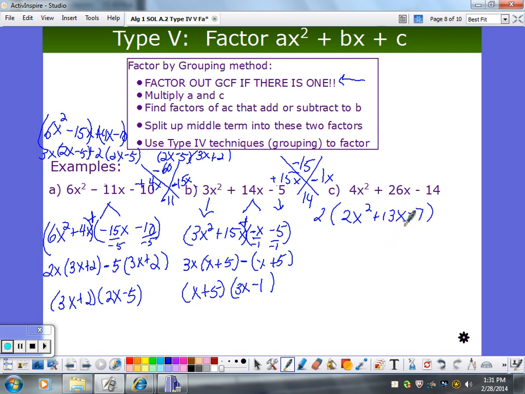And now when I'm factoring, I'm just going to really be focusing on this. Now the 2 comes along for a ride. You can't throw him away. He's still there. He's still a factor of this, but I don't have to worry about it so much. So I'm just using this. So 2 times negative 7.